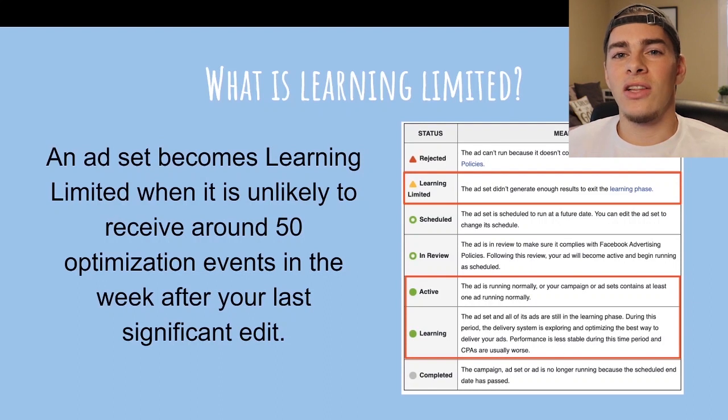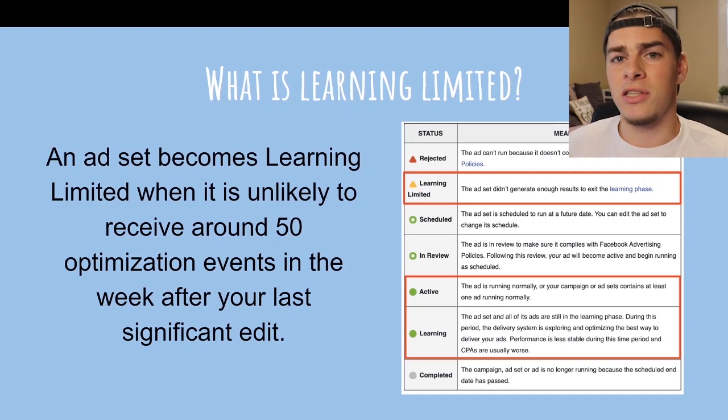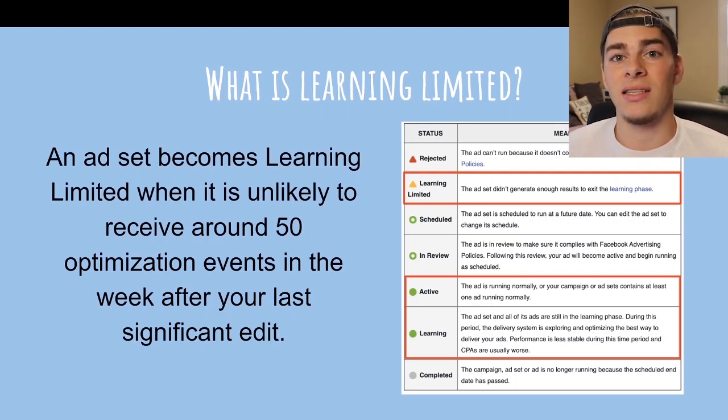So now, what is Learning Limited? So we know what the learning phase is. What happens when we enter the Learning Limited phase? So as you can see here on the right-hand side, these are the different statuses of your ad, or some of these might show at the ad set level in regards to the delivery or the optimization status of your campaign, ad set, or ad. So an ad set becomes Learning Limited when it is unlikely to achieve, or when it does not achieve, 50 conversions in a 7-day time frame from when you either created it or your last significant edit.